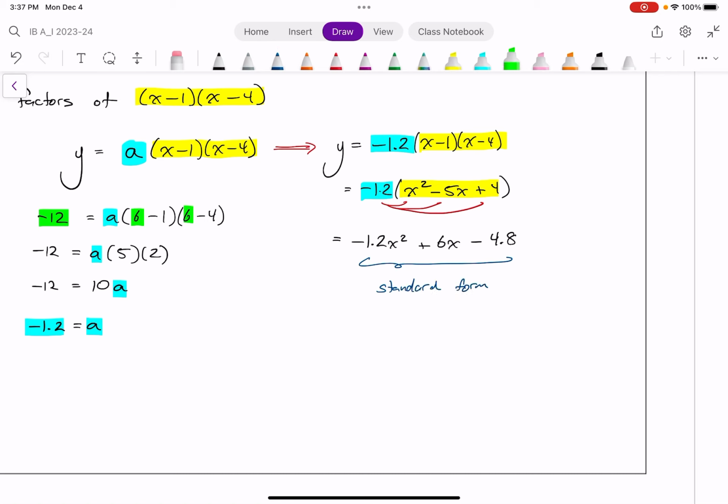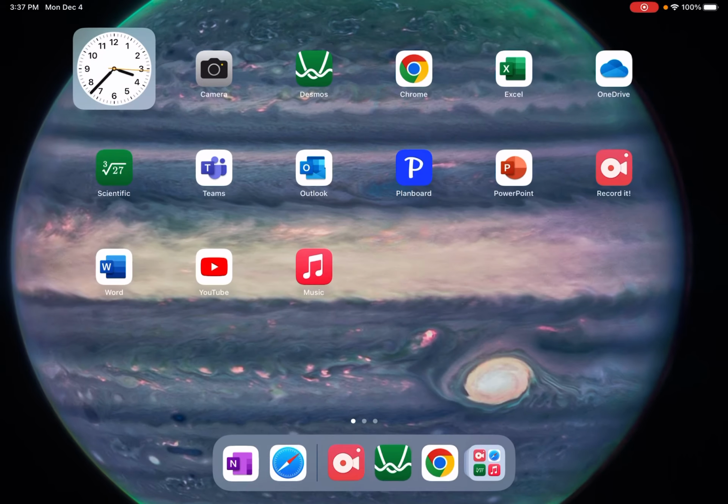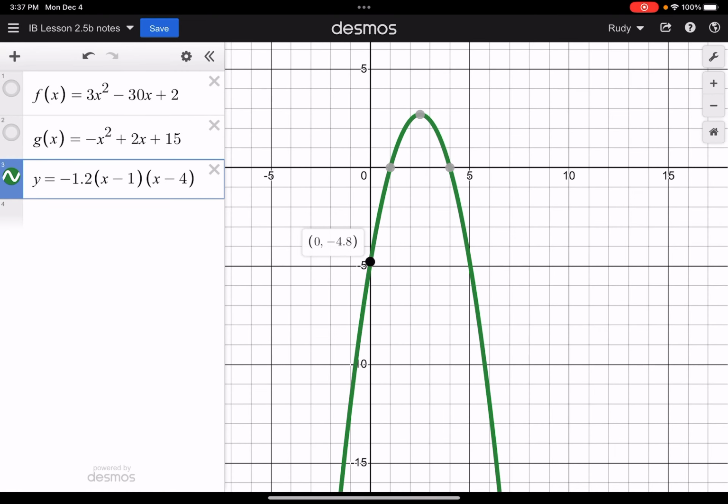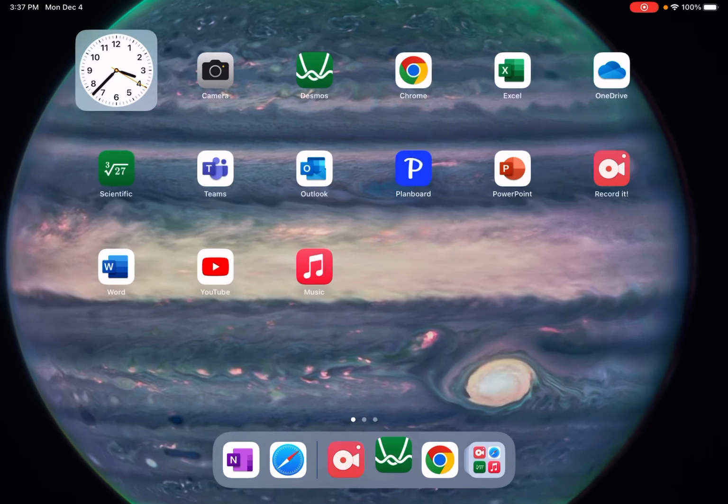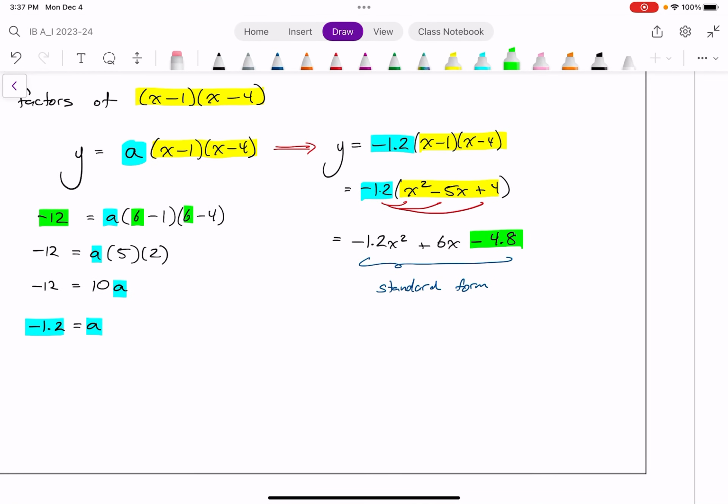And while I'm at it, since I put it in standard form, if we did that correctly, there should be a y-intercept at negative 4.8. And let me go back to Desmos. And phew, I'm right. Good. I didn't feel like making any changes.